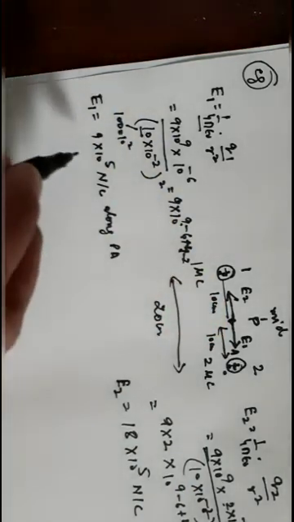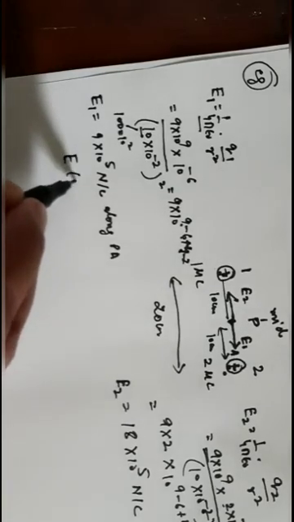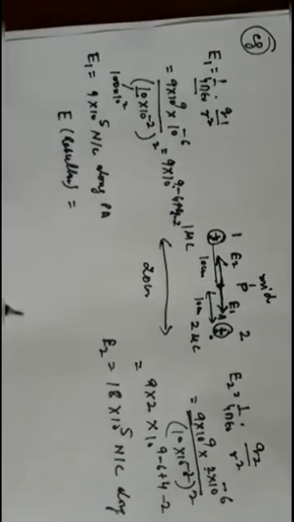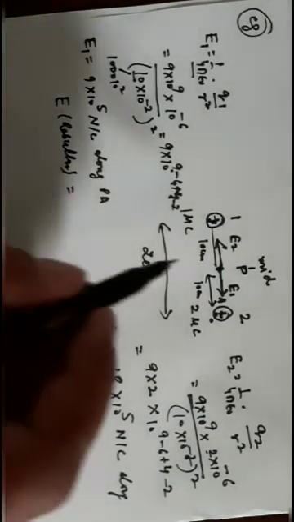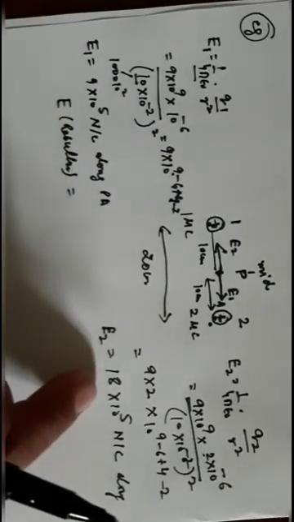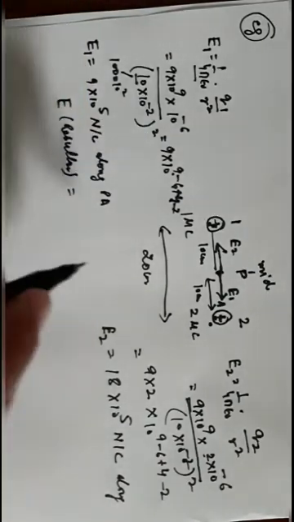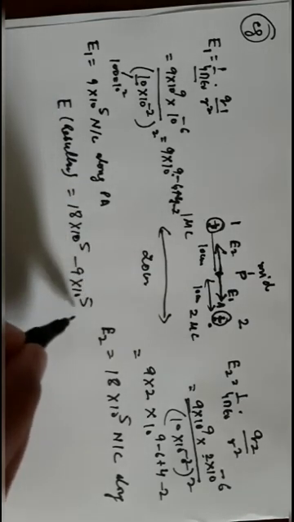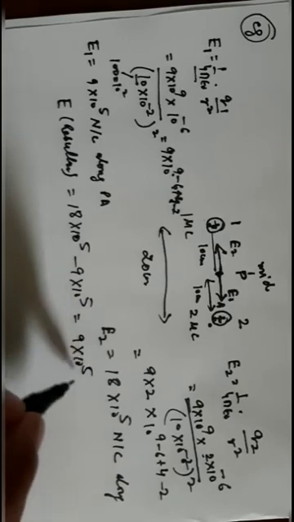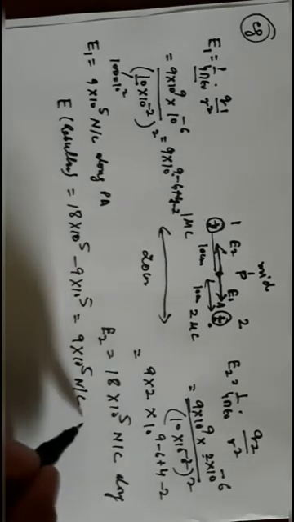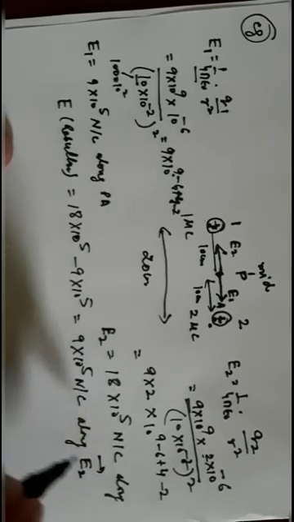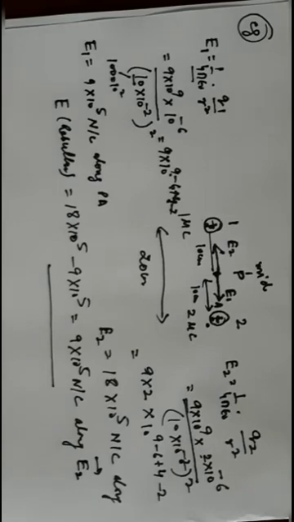So the resultant electric field is the difference of their electric fields, that is, from the bigger one subtract the lesser one. The bigger one is 18 and here it is 9. So 18 into 10 raised to the power 5 minus 9 into 10 raised to the power 5, and it comes out to be 9 into 10 raised to the power 5 Newton per coulomb. And along which direction? Along the bigger vector, that is along E2.